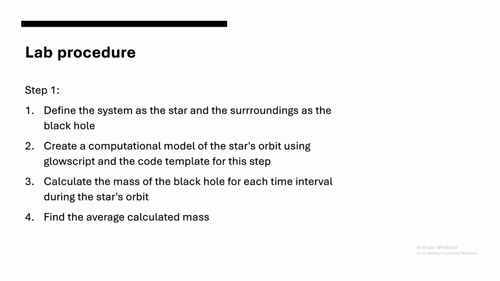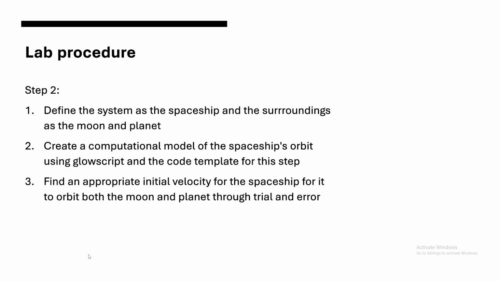The procedure for this lab is as follows. For step 1, we have to first define the system as a star and the surroundings as the black hole. Then we have to create a computational model of the star's orbit using GlowScript and the code template for the step. Then we have to calculate the mass of the black hole for each time interval during the star's orbit. Then we have to find the average calculated mass over all those time intervals.